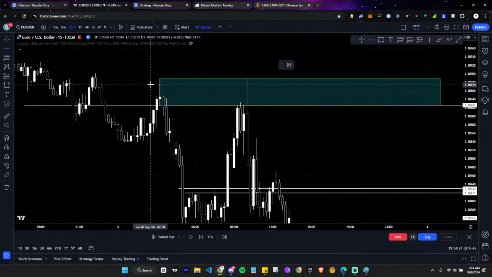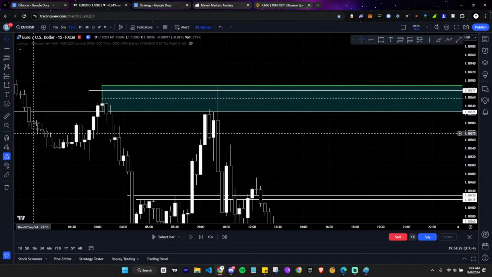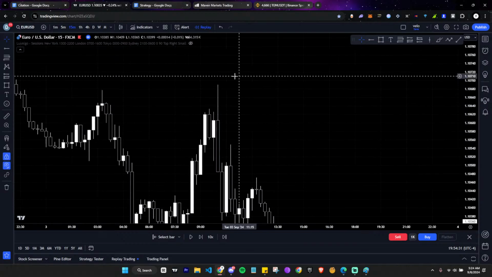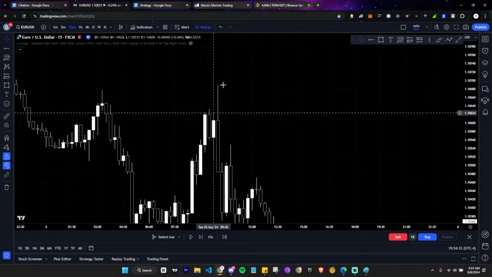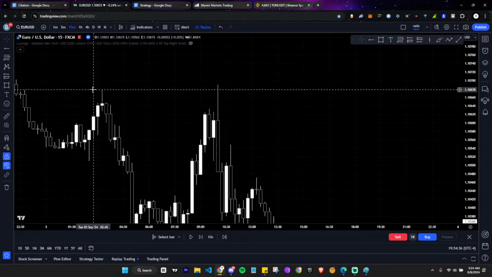Now, regardless of the fact that we have a swing high over here, if I take this out, you see a swing high over here, right? But sometimes it just pokes and then goes lower, so I don't want to take it all the way there.